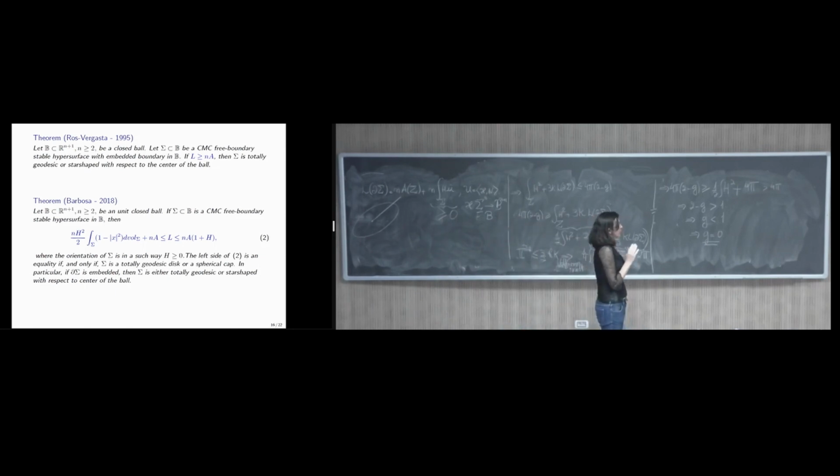Okay, I will prove especially the estimate and the equality case. So let's move on. I think it's important to say here that to prove that the length of the boundary is bigger or equal to n times the area, I don't need that the boundary of sigma is embedded. I don't need this, okay?